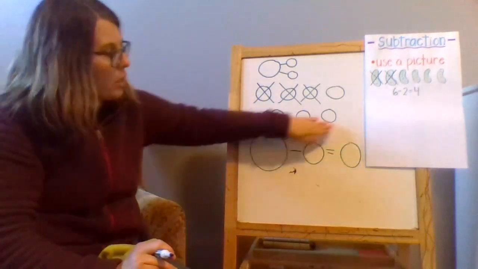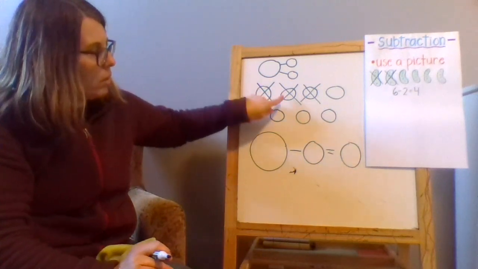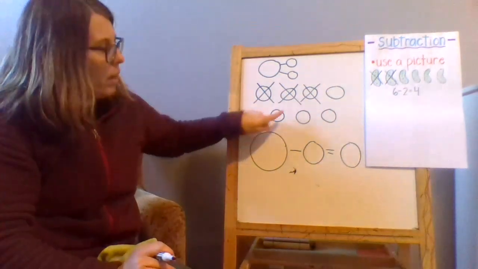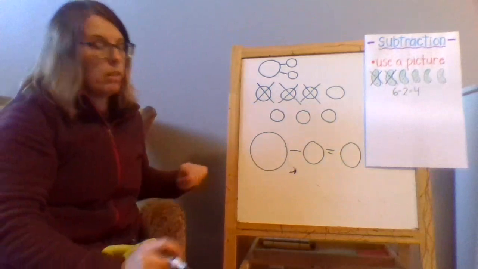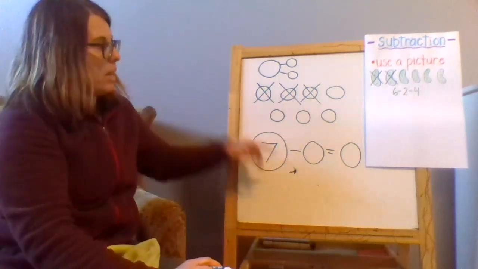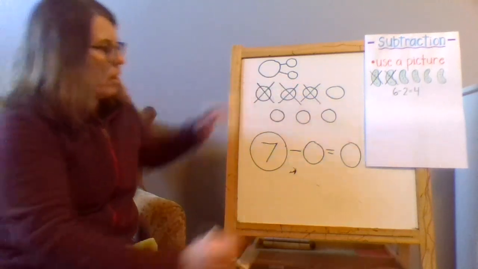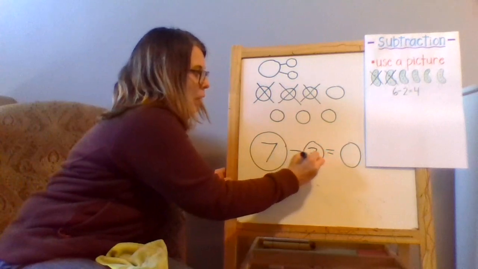So how many did we start out with all together? Goes here, the whole. 1, 2, 3, 4, 5, 6, 7. Okay, write it down. 7. Minus, how many did Silas skip? 1, 2, 3. And notice that I didn't erase them.